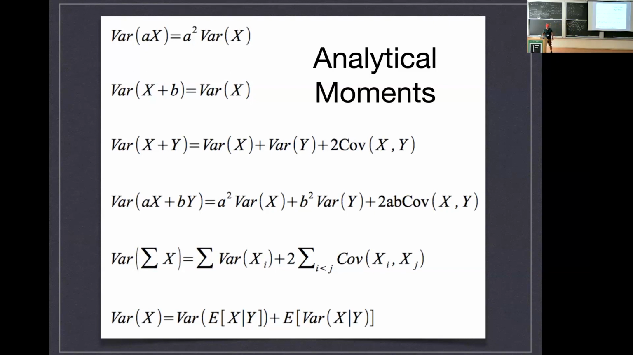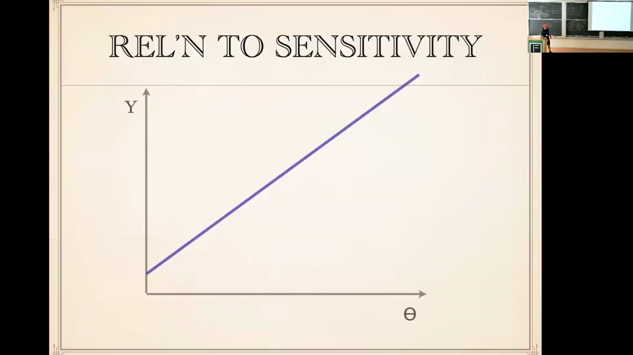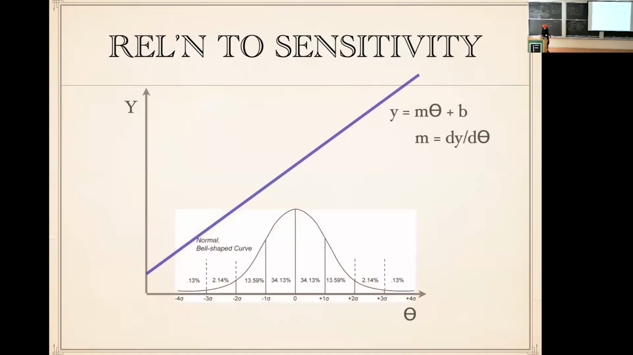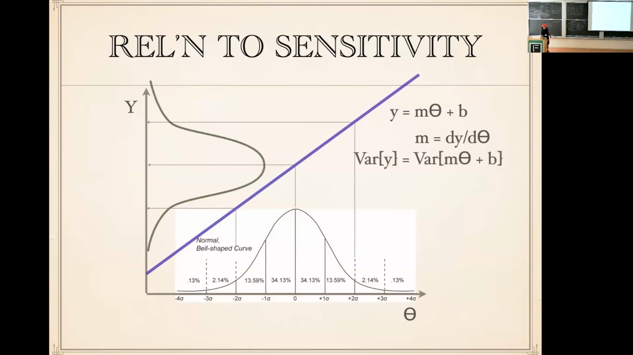So what do you do? I want to talk about the relationship between this and what you do when the model is a straight line. So you have some linear additive model, y equals m theta plus b, because I'm going to use theta as my x-axis. M is a slope. Slopes are derivatives, so that's the relationship between this and sensitivity. I have some input distribution, and I can analytically transform that to get the variance of the output distribution.